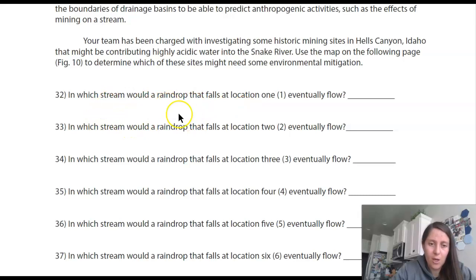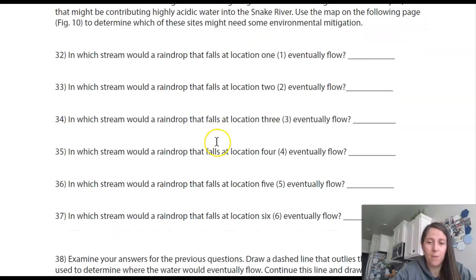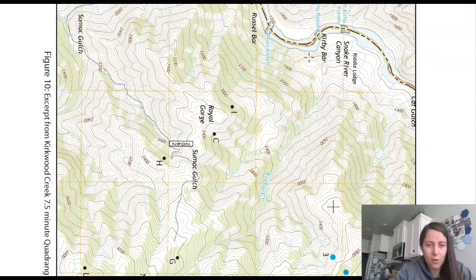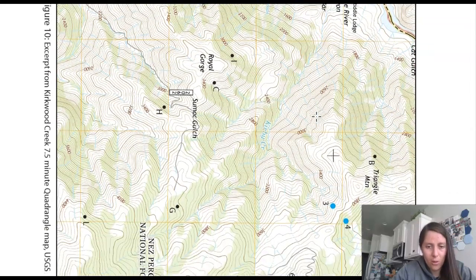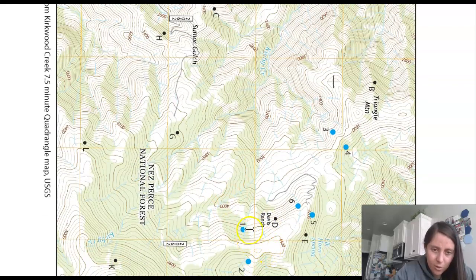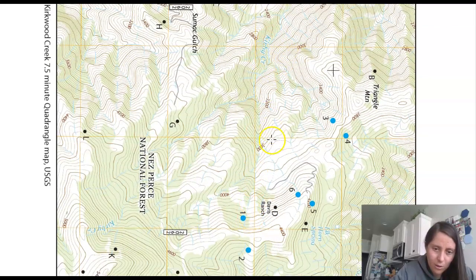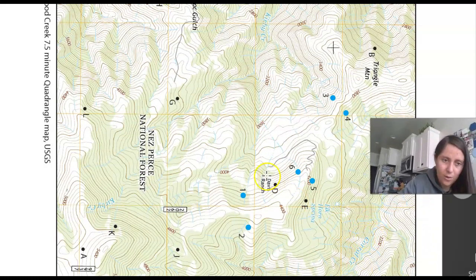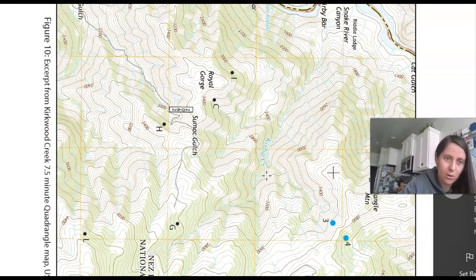So in which stream would a raindrop that falls on location 1 eventually flow? So not stream, but rather what creek within the map would a raindrop that falls on location 1 flow? So if this is your figure, you locate location 1. So location 1 is right here. So luckily there are also, aside from the main creek here or here, some other one down here.